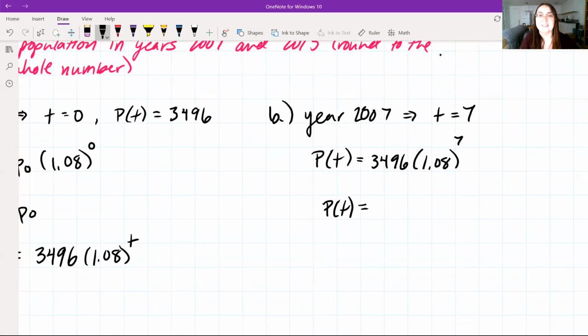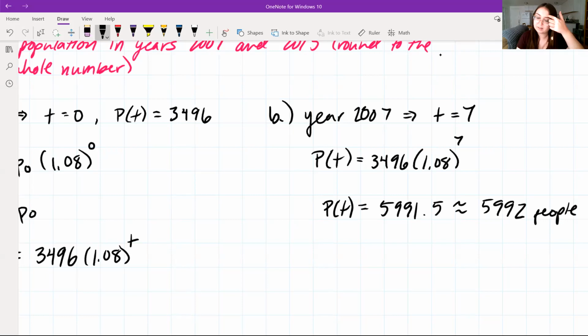As always, I highly suggest that you calculate this value on your own. And we end up getting 5,991.5, and we need to round to the nearest whole number because you can't have a fraction of a person. So we will end up getting 5,992 people. And that would be in the year 2007.